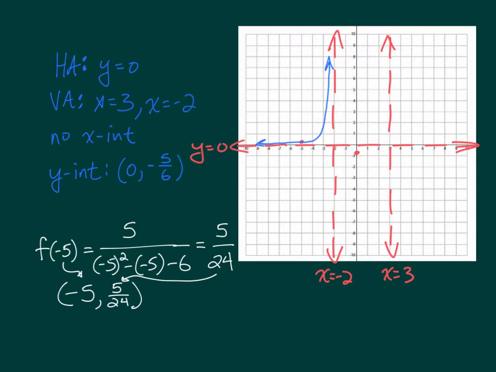Our next goal is to figure out where the graph is between these two vertical asymptotes. Will the graph be above the horizontal asymptote or below the horizontal asymptote? And we already have a clue with our y-intercept. The y-intercept is already below the horizontal asymptote, so that means the graph will be below the horizontal asymptote.